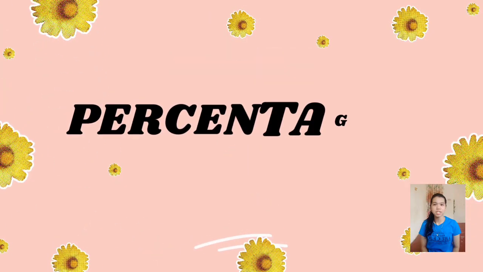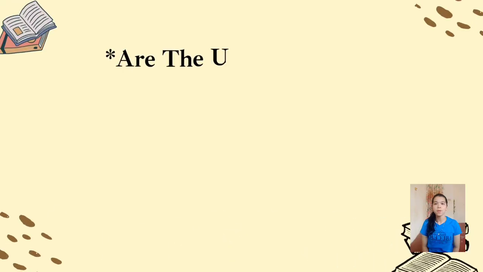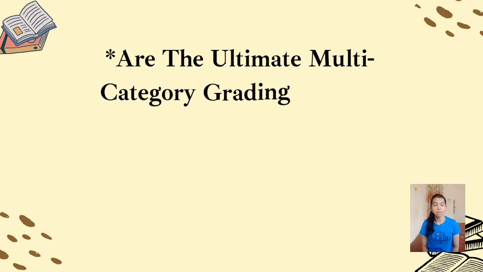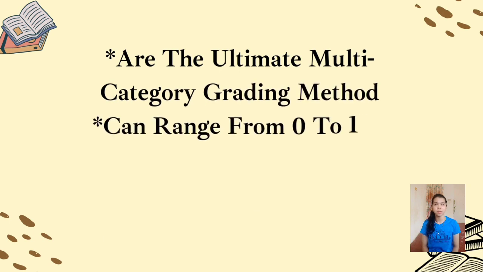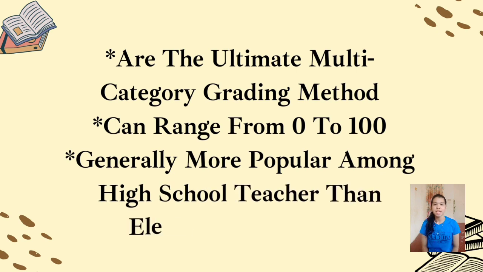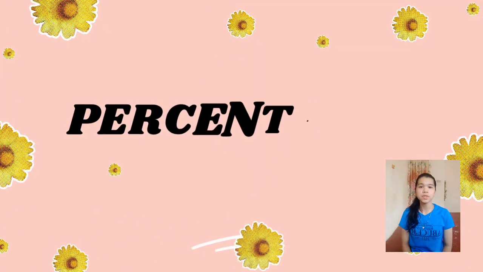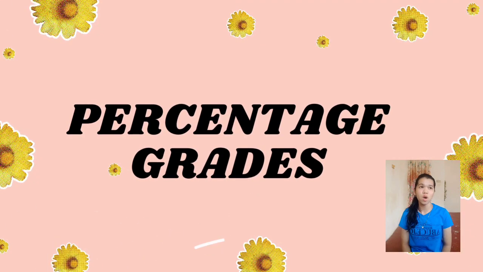The second commonly used grading and reporting method is the percentage grade. Percentage grades are the ultimate multi-category grading method. It can range from 0 to 100 and it is generally more popular among high school teachers than elementary teachers. The percentage-based system uses a 100% scale to grade the student's performance.